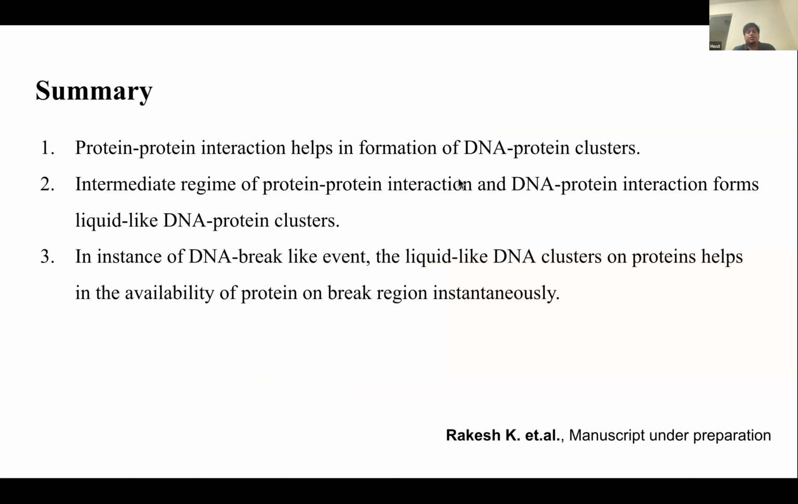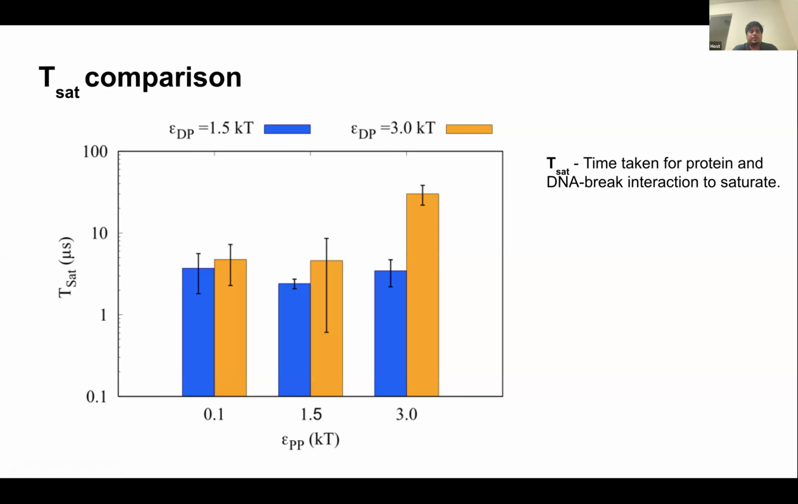So the summary is: protein interaction helps in cluster formation. An intermediate regime of protein-protein interaction and DNA-protein interaction forms a liquid-like cluster. In an instance like a DNA break, a liquid-like cluster helps the availability of protein on the break region instantaneously. That is what was shown in the TSAT.